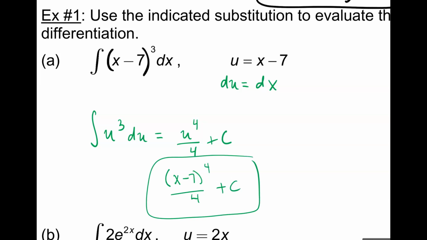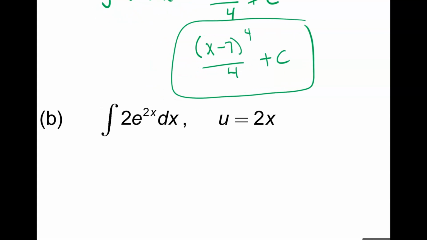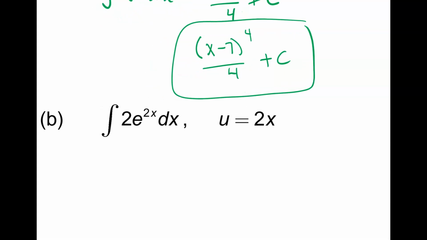x minus 7 to the 4th over 4 plus c. Try out b, give it a shot before we do it together. So when I take the derivative with respect to x on both sides, I get du over dx is equal to 2. Therefore, du equals 2dx. So from now on, I'm just going to go straight to this step when I take the derivative.